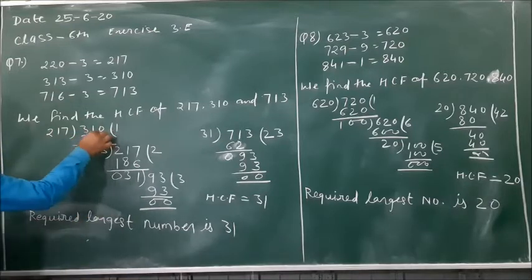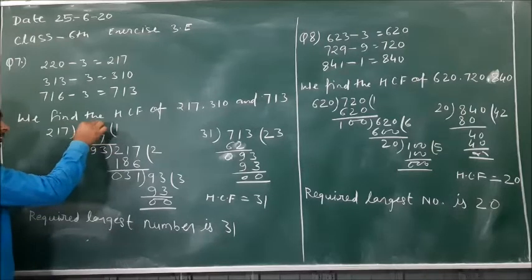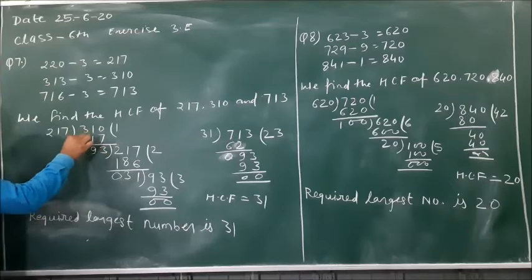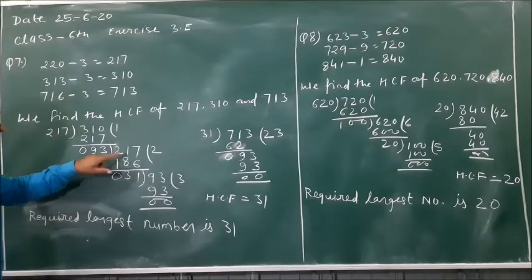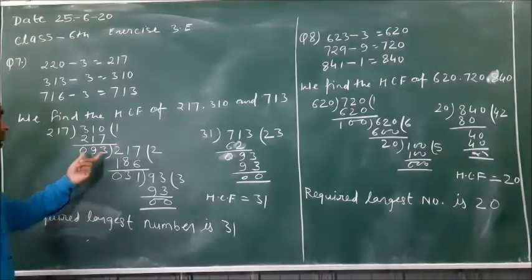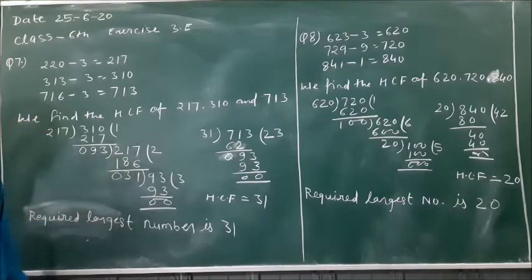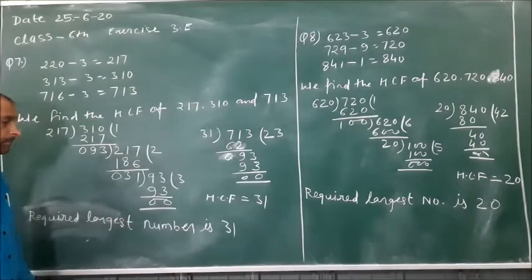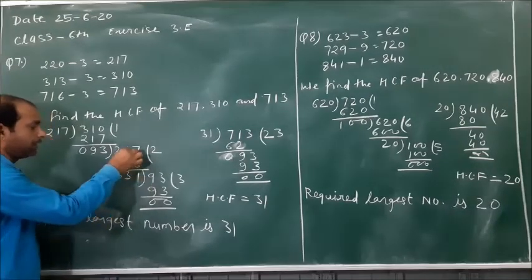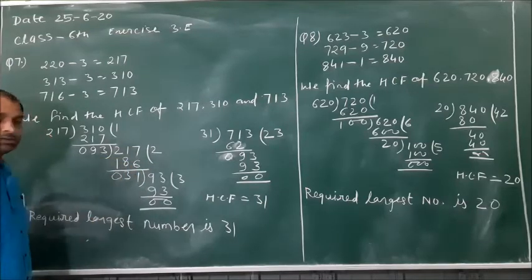So 217 and 310. 10 minus 7 equals 3. Now take a carry: 10 minus 1 equals 9, 2 minus 2 equals 0. Now comes this number in the division place. So 310 divided by 217, this is the long division method. 93 times 2 is 186. 7 minus 6 equals 1, 11 minus 8 equals 3, and 1 minus 1 equals 0.